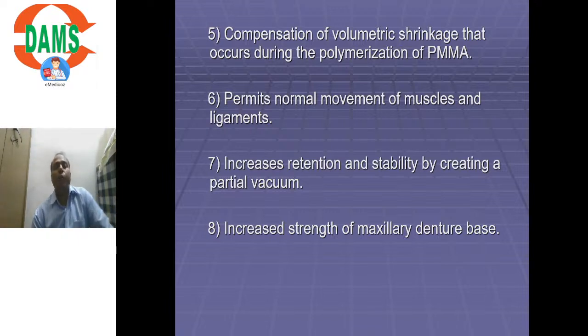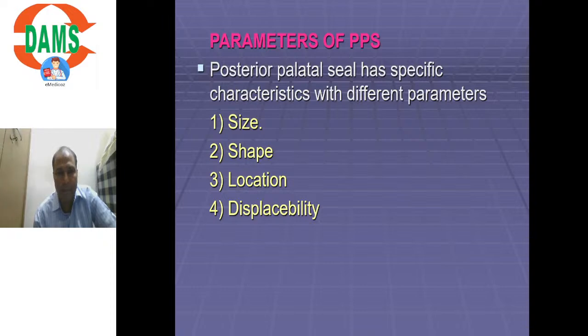Okay, one important point is that in metallic denture bases, it is a high disadvantage that you cannot record the posterior palatal seal area. That means in relining, because it is in metal, you cannot record the PPS very well. So it's a disadvantage in metal denture bases that during relining you cannot record the PPS area.